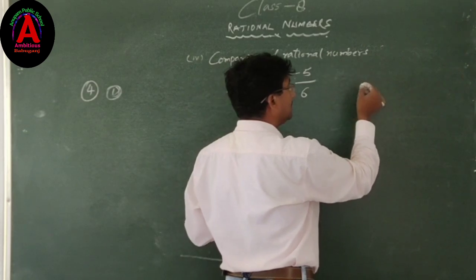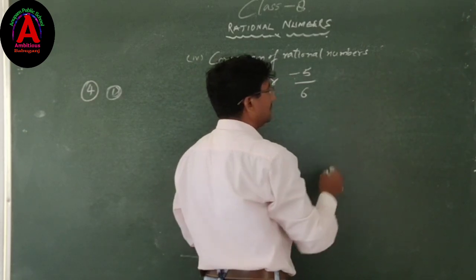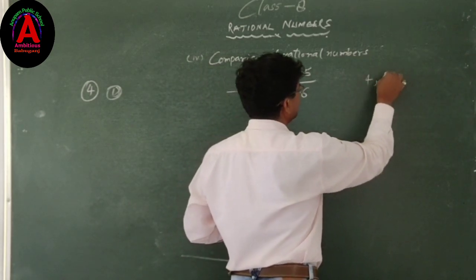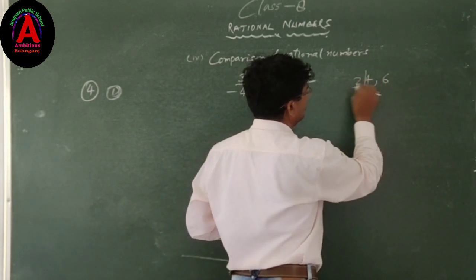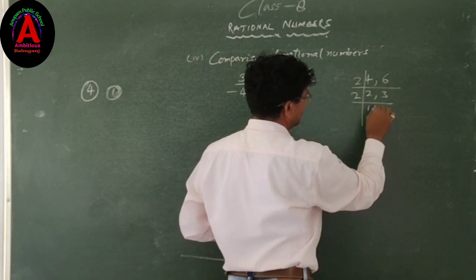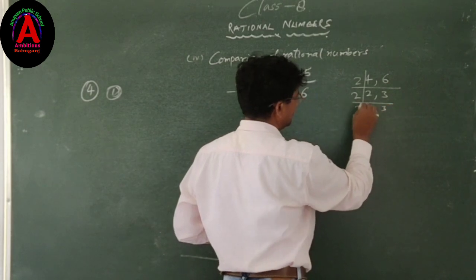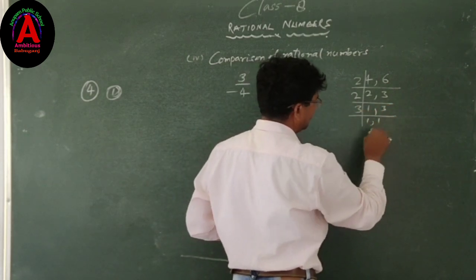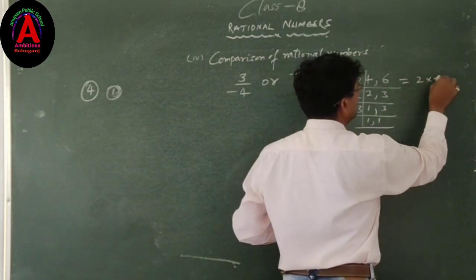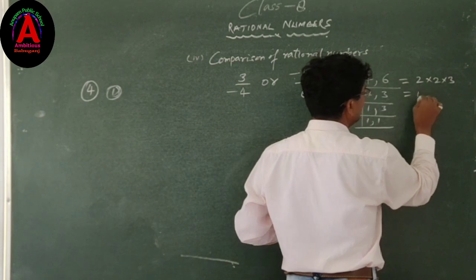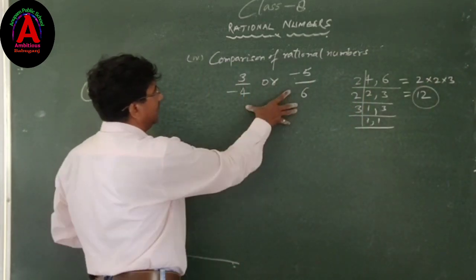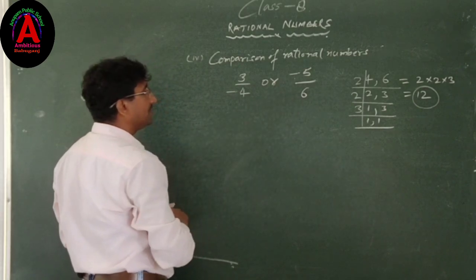So what will we do? We will have to find the LCM of 4 and 6. 2 into 2 is 4, 2 into 3 is 6, so 2, 3, 1 and 1. It means the LCM is 2 into 2 into 3, which is equal to 12. It means our denominator should be 12. So what will we do?